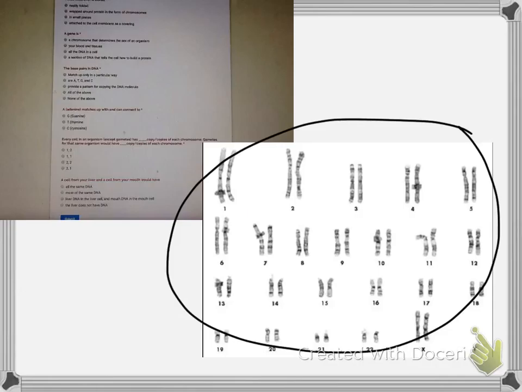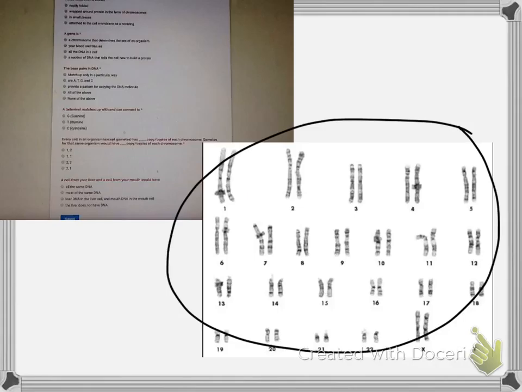Yeah, every cell in your body except gametes has 2 copies of each chromosome. The gametes have 1 copy of each chromosome. So your gametes combine with somebody else's gametes and make an individual who gets 2 copies of each chromosome.